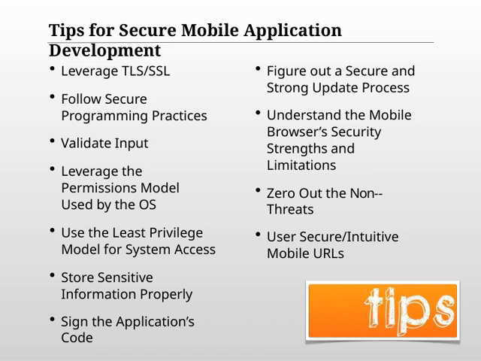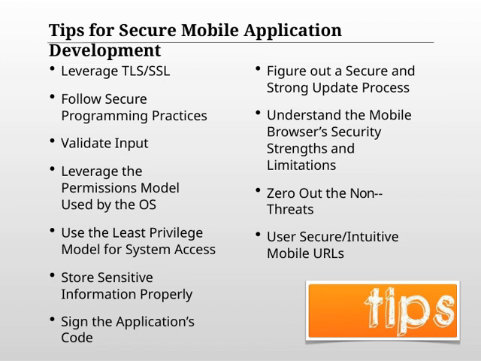Speaking of access, using the least privilege model means granting only the permissions necessary for the app to function, which minimizes potential damage if something goes wrong. Storing sensitive information properly is another vital step, using secure storage options rather than plain text or insecure locations. Signing the application's code adds a layer of trust and integrity, confirming that the code hasn't been tampered with. Establishing a secure and strong update process ensures that users receive patches promptly and that updates are authentic.